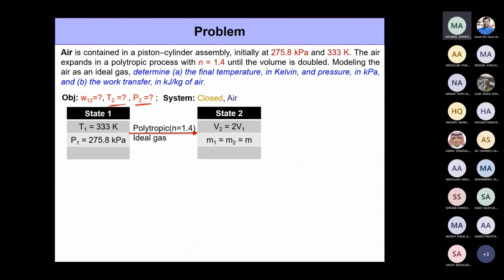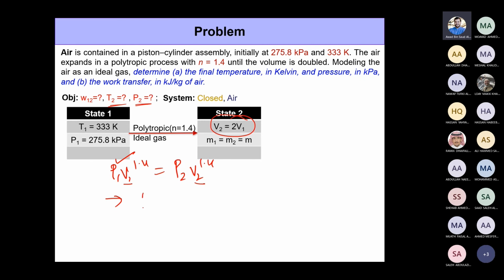Can't we do it like the previous one? P1 V1 to the power n equal to P2 V2 to the power n. Yeah, excellent. So let us do that. So P1 V1 raised to 1.4 is P2 V2 raised to 1.4. Okay. So here we have P1. We don't have V1, we don't have V2, but we know the relation, right? V2 is 2 times V1.